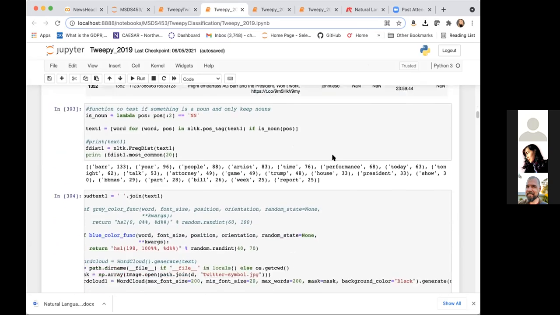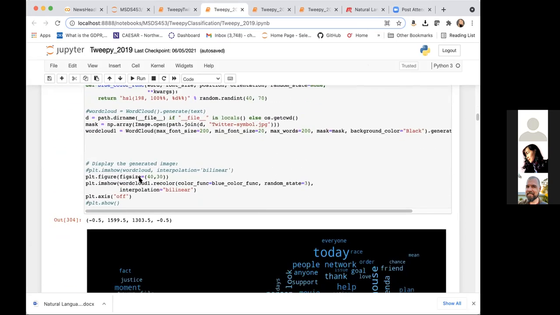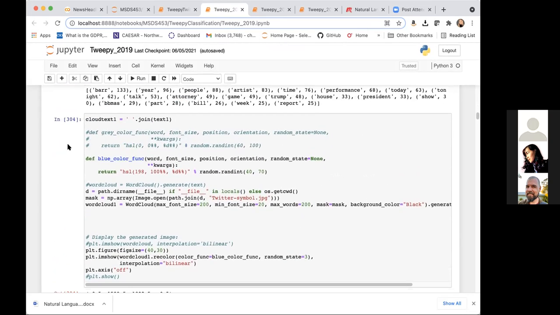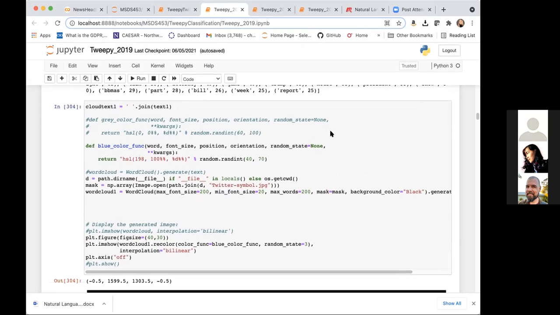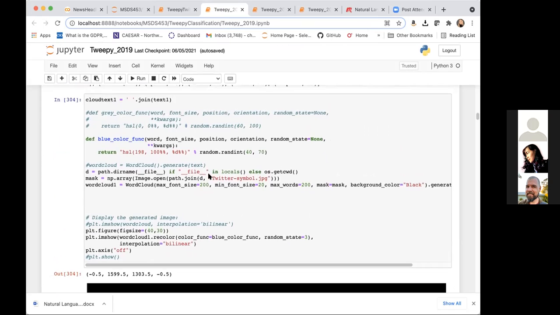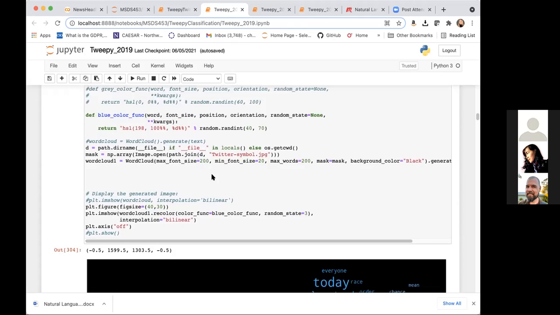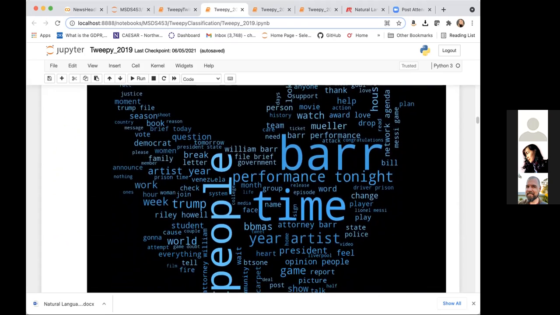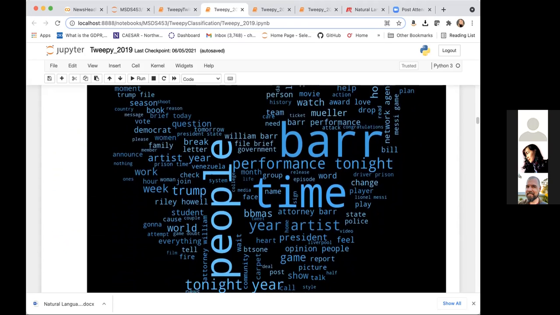So from there, I did the word cloud, as I showed you guys before. It was kind of fun to use the mask. That was a cool little thing that I found. I just found pictures of Twitter symbols and then applied that to the word cloud so it would show up the way I wanted it to look, with the right colors.